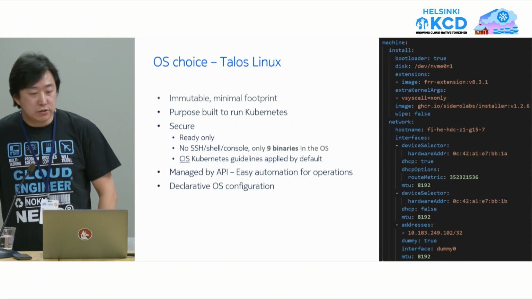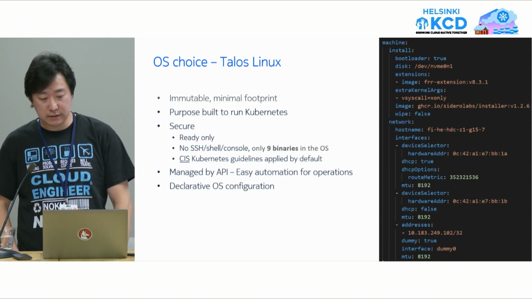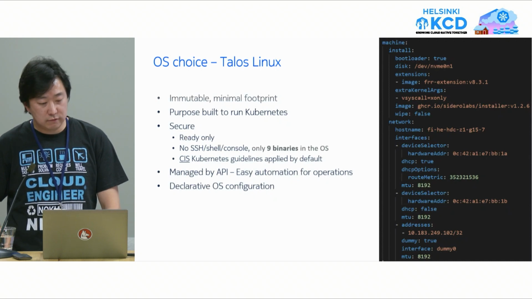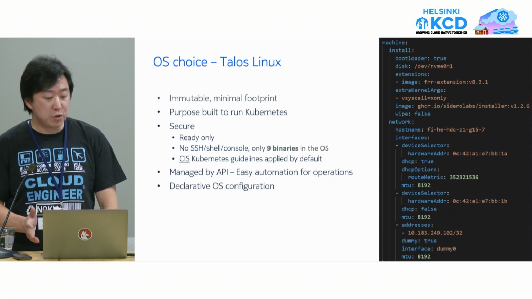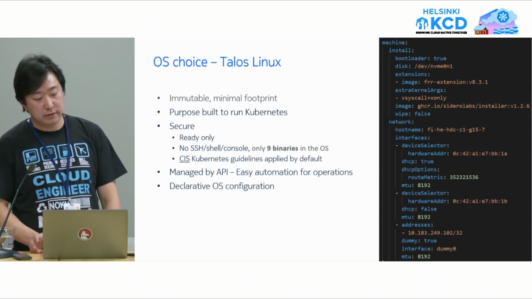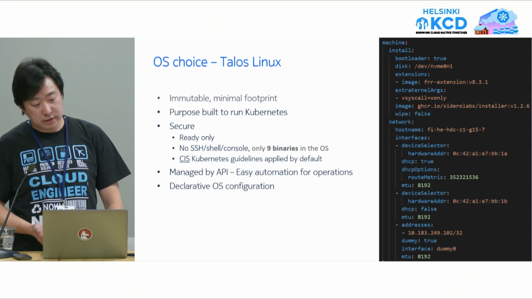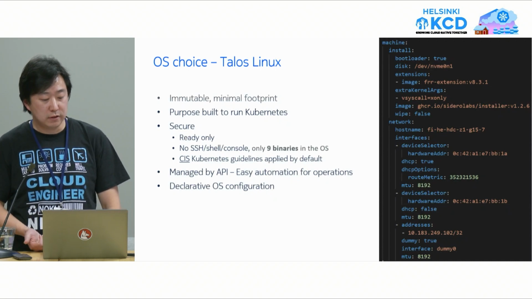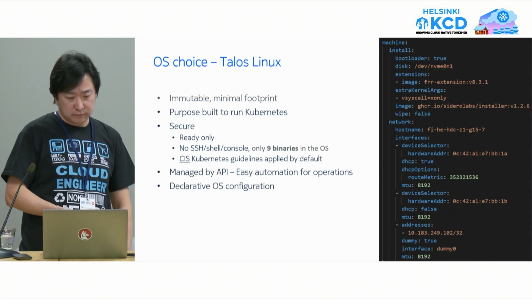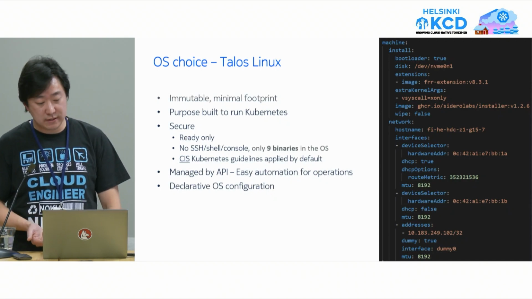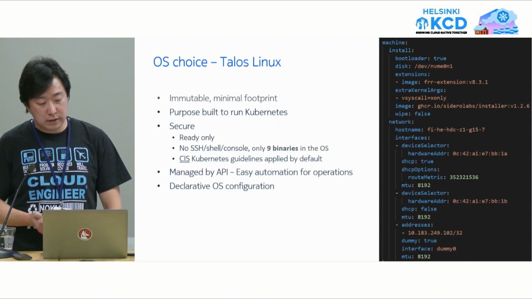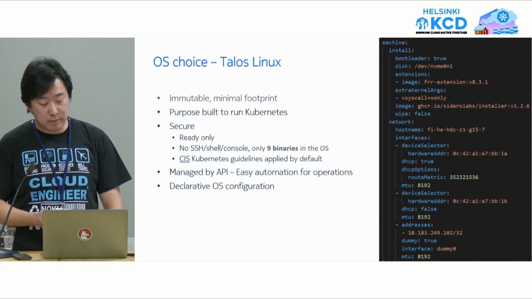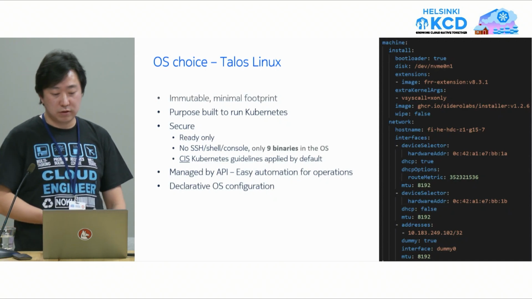So for OS choice, Talos Linux was chosen for its immutability and minimal footprint, and it's purpose-built to run Kubernetes only. It has security built in, with a read-only file system, no SSH or shell console, and only nine binaries from the OS. And it has the CIS Kubernetes guidelines applied by default. It is managed by API and by API only. API is the only interface you can talk to it.